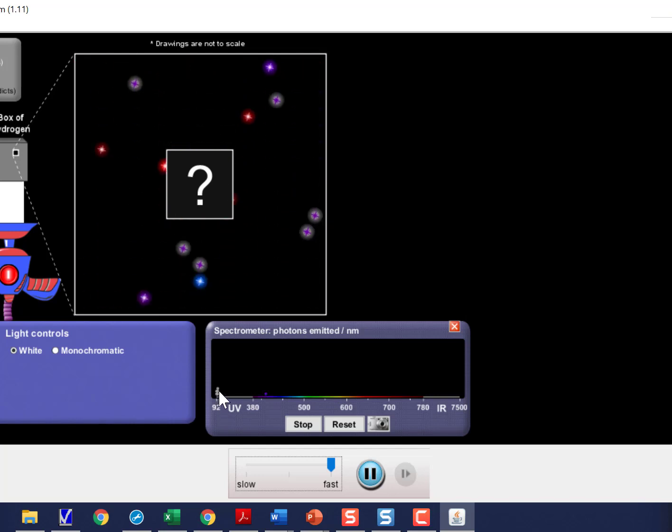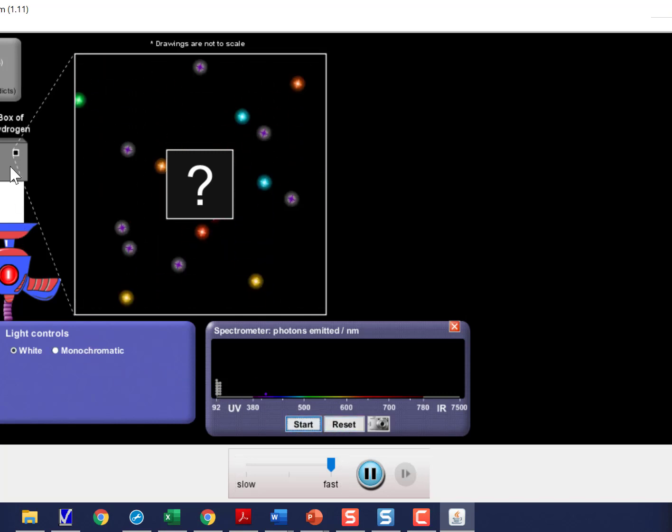There are some other ones showing up. There should be some over here too. There should be one right about here. Okay, it's individual bars.